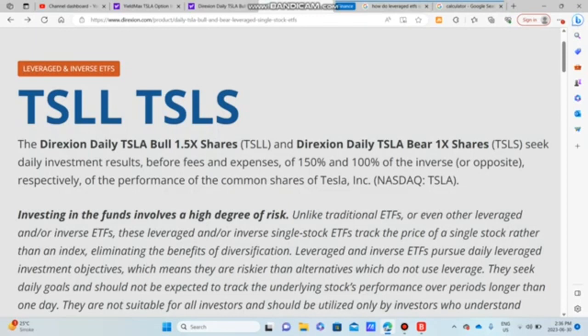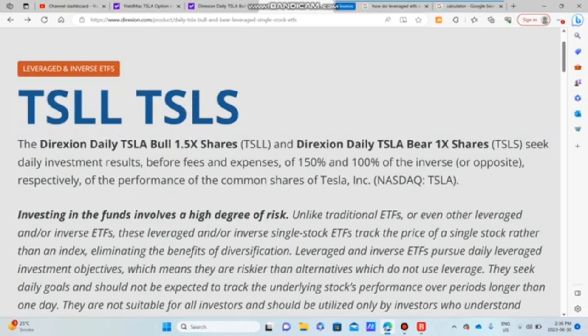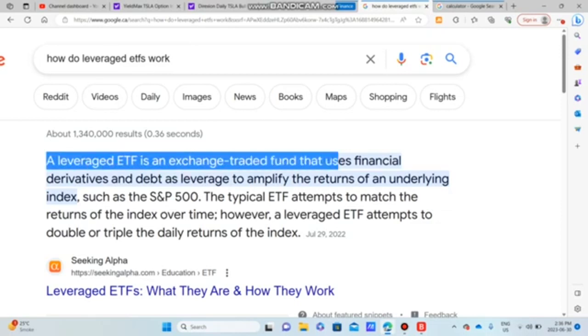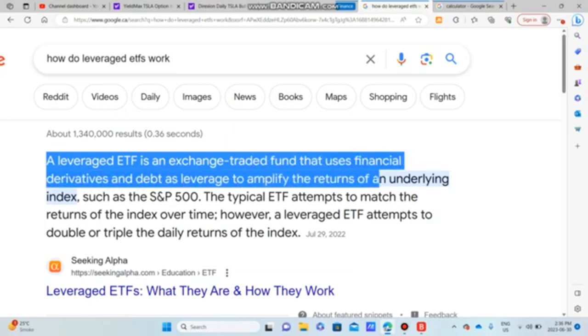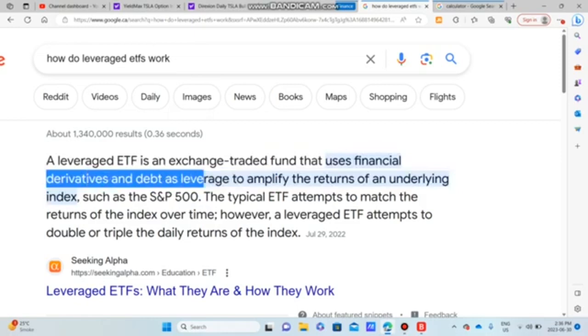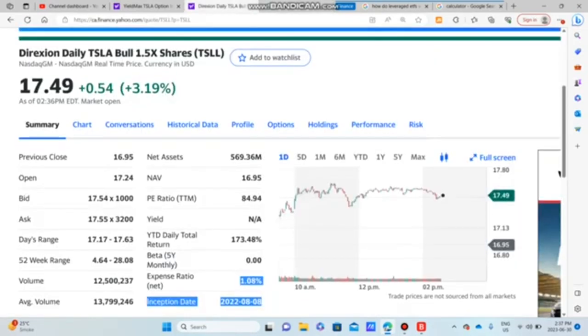But in order for us to really understand TSLL and understand how it gets this 1.5 return on Tesla shares, I want to show you how leveraged ETFs work by going to trusty Google. A leveraged ETF is an exchange-traded fund that uses financial derivatives and debt as leverage to amplify the returns of an underlying index, such as the S&P, or in our case, to leverage Tesla. So it uses derivatives and debt to leverage Tesla. That's how TSLL works, and it gives you that 150% return. But what does it give you? It gives you that in capital gains.